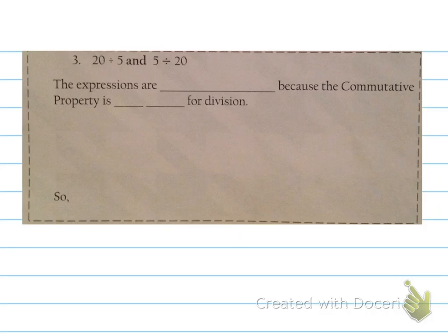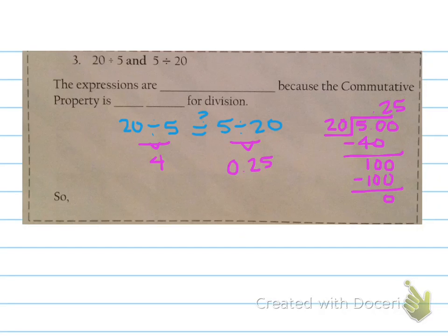Number 3 says 20 divided by 5, is that equivalent to 5 divided by 20? I would like you to solve both sides, pressing pause and then pressing play when you are finished. So the left side of the equal sign gave us 4. The right side of the equal sign should have given us 1/4. If you did not get that, press pause and check out my division over here to the right and find your mistake, and then press play when you are finished. But so these are not equivalent. So the expressions are not equivalent.